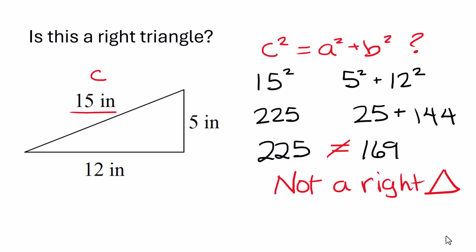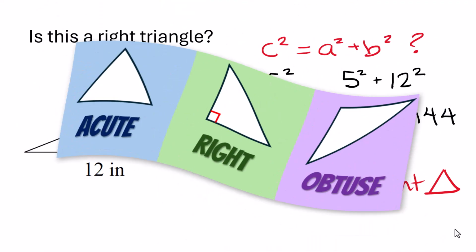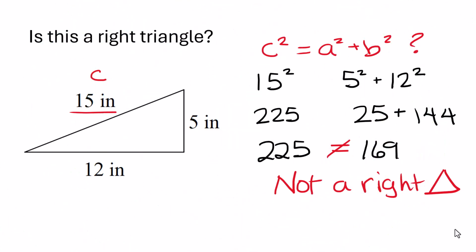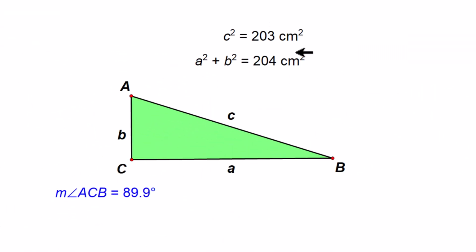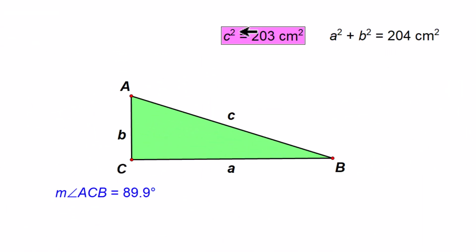Another thing they're going to ask you to do in geometry is to determine not just if it's a right triangle, but what kind of triangle it is. Is it acute? Is it obtuse? Or is it right? I want you to pay attention to how c squared and a squared plus b squared are relating to each other.